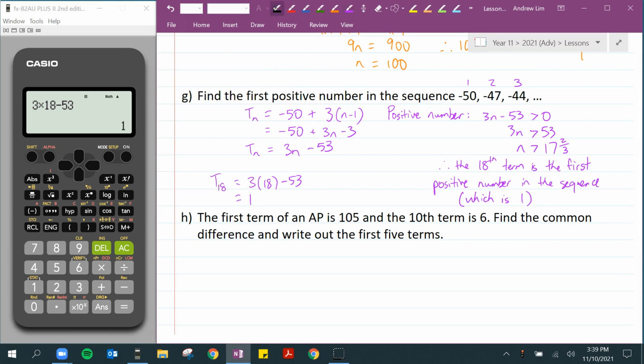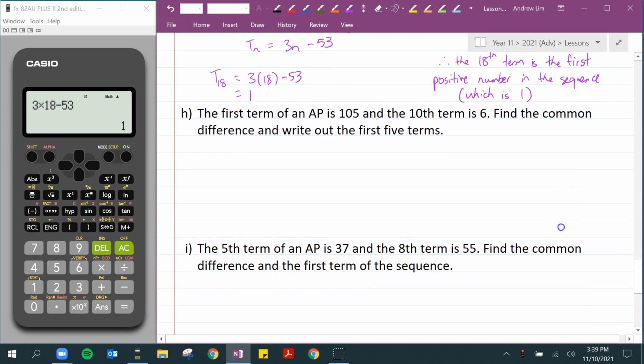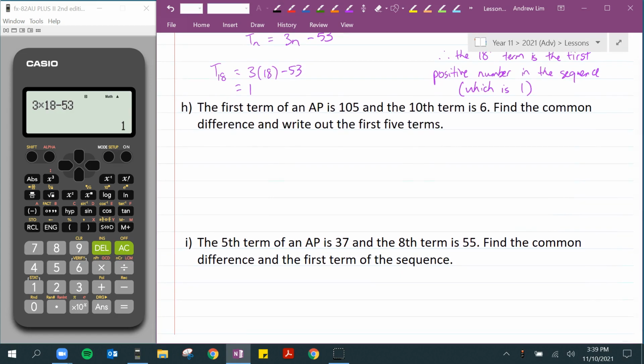Okay. The first term of an AP is 105 and the 10th term is 6. Find the common difference and write out the first 5 terms. So the first term is 105.